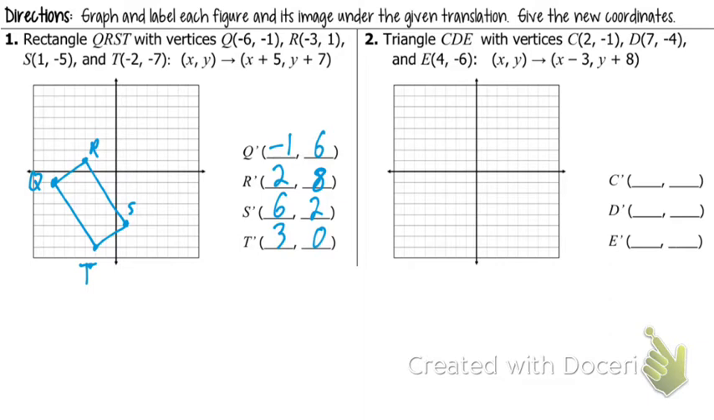So now we're going to plot these new points. So we're going to plot negative 1 comma 6, and that's Q prime. 2 comma 8, R prime. 6 comma 2, S prime. Sorry, I'll slow down. I understand I plot fast. T, 3 comma 0. Then we'll connect these.